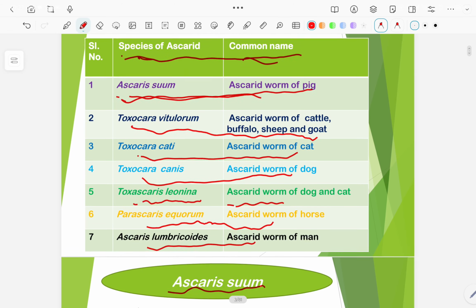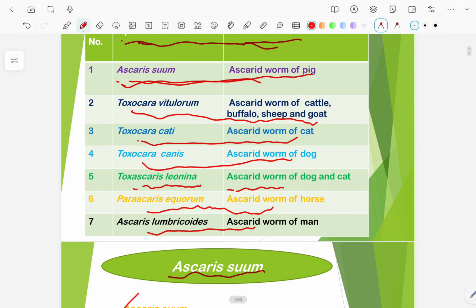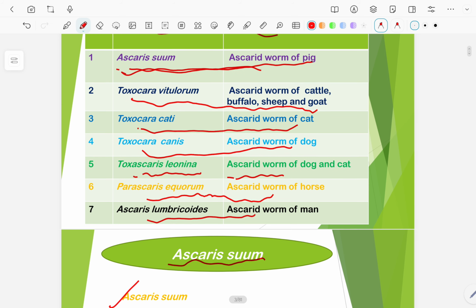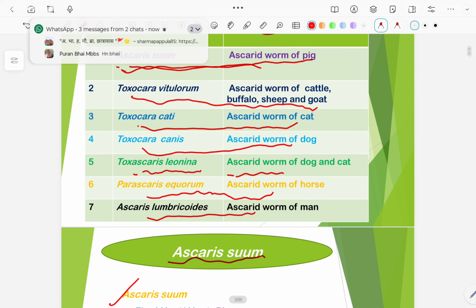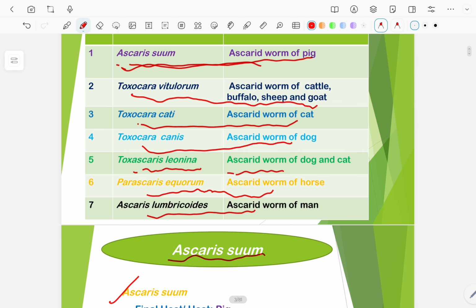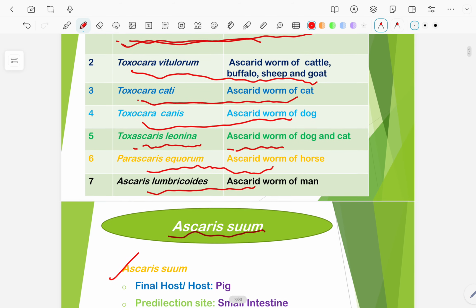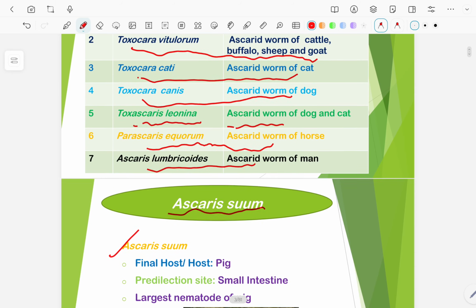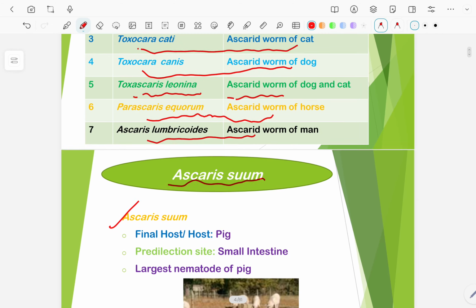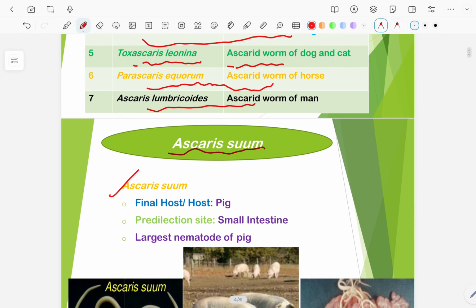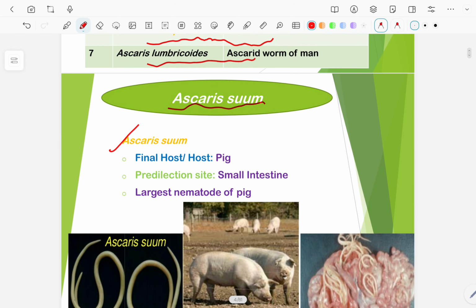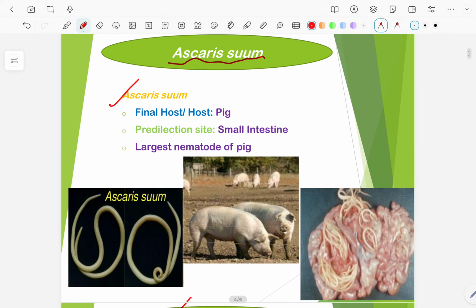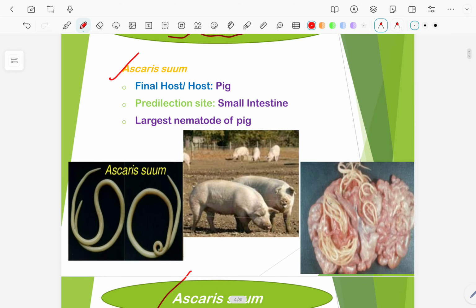Toxocara canis, ascarid worm of dog. Toxascaris leonina, ascarid worm of dog and cat. Parascaris equorum, ascarid worm of horse. Ascaris lumbricoides, ascaris worm of man. Ascaris suum: final host pig. Predilection site: small intestine. It is the largest nematode of pig.